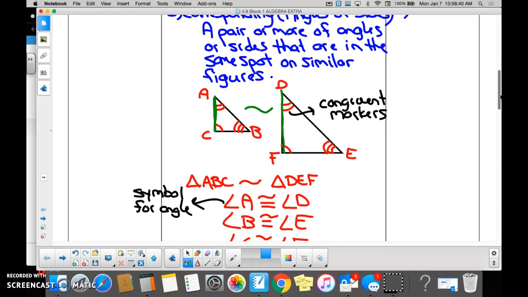And then these guys are called what again? So because I have two congruent markers right there on angle D, what angle is congruent on the triangle ABC? Okay. Yes, no?